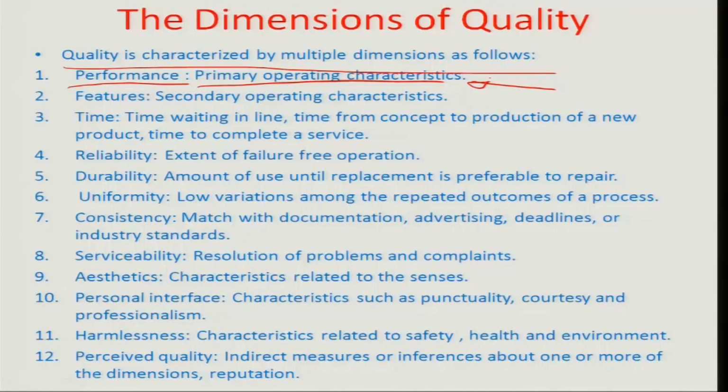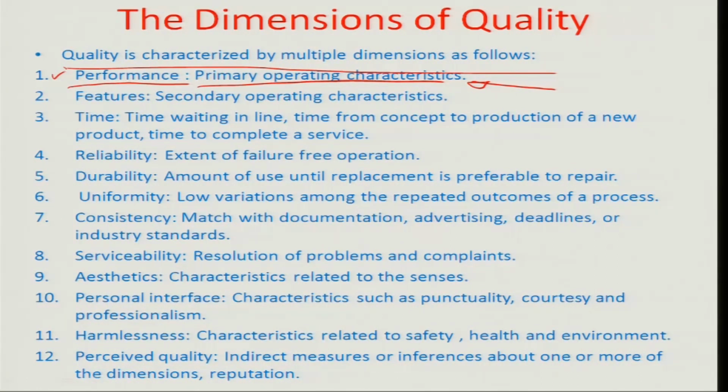Okay. Or let's say, for example, if I wanted the flow rate coming out of a mechanical pump, then the flow rate would be the primary operating characteristic for which the product is intended, the design of the product is intended. So that is the performance, the primary operating characteristic.